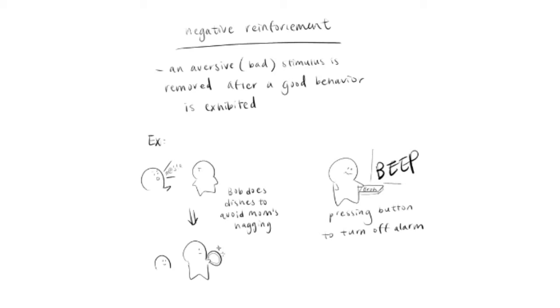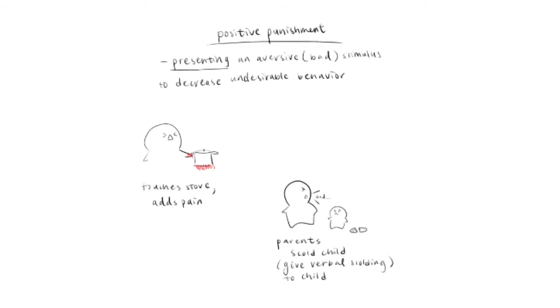In this case, the alarm is the bad stimulus because it's really loud and annoying. And Nick's action of pressing the button is reinforced when the bad stimulus or the alarm sound is removed. So the next one is positive punishment. Positive punishment is when you're presented an aversive or bad stimulus in order to decrease undesirable behaviors. So an example is when you touch a stove, it hurts a lot, so you don't touch the stove anymore.